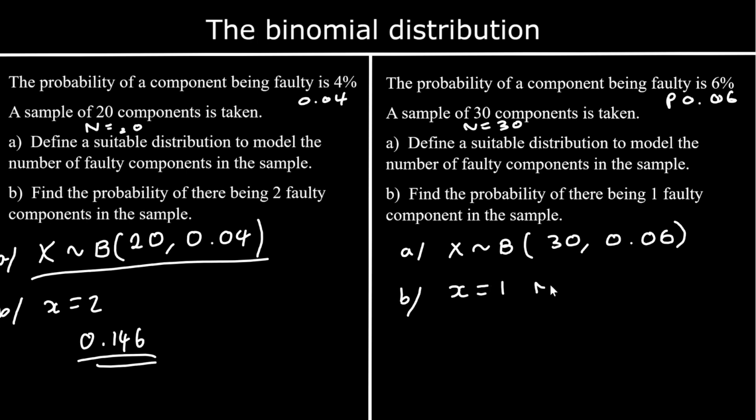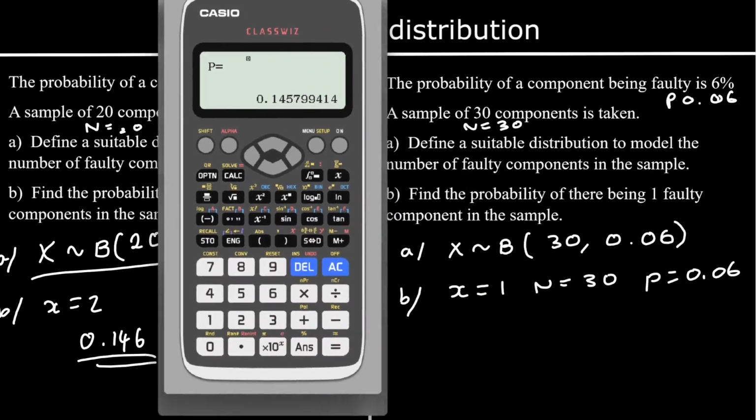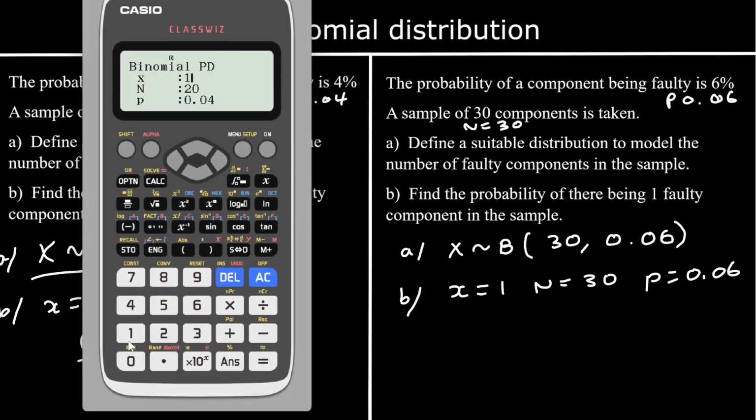So X is 1, n is 30, p is 0.06, and we're just going to type it into the calculator. So 1, 30, 0.06, and we get 0.299.